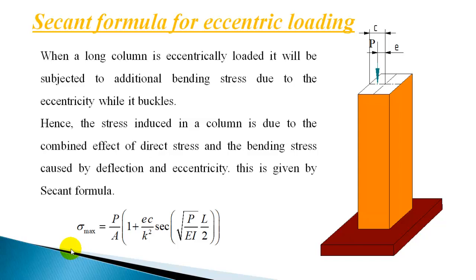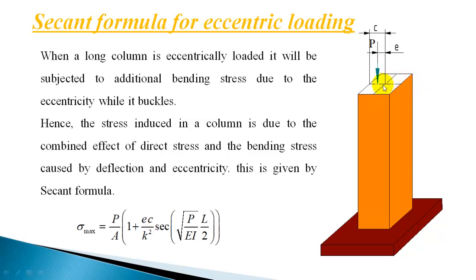And the secant formula is given as sigma max is equal to P by A into 1 plus ec by k square into sec root of P by EI L by 2. In this, P is the load applied, A is the area of cross section of the column, and ec by k square is known as the ratio of eccentricity, where e is the eccentricity, c is the maximum distance to the outermost fiber in the direction of buckling.